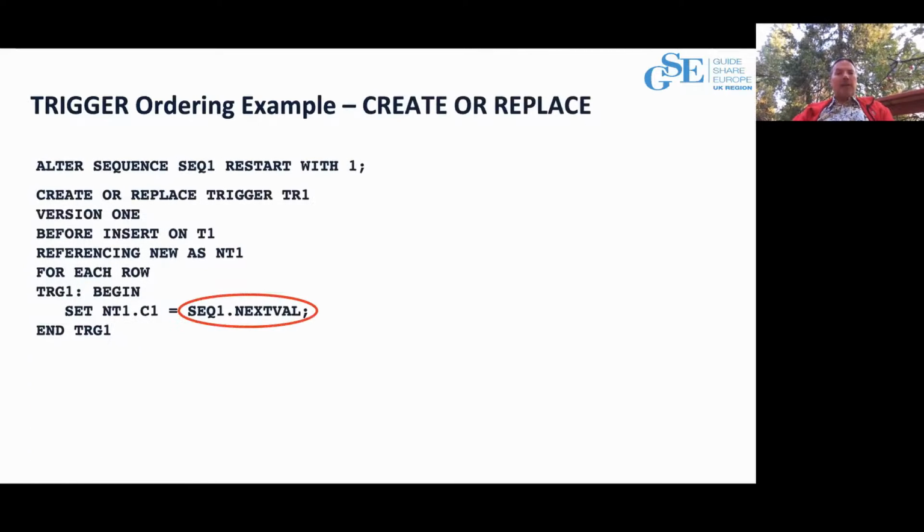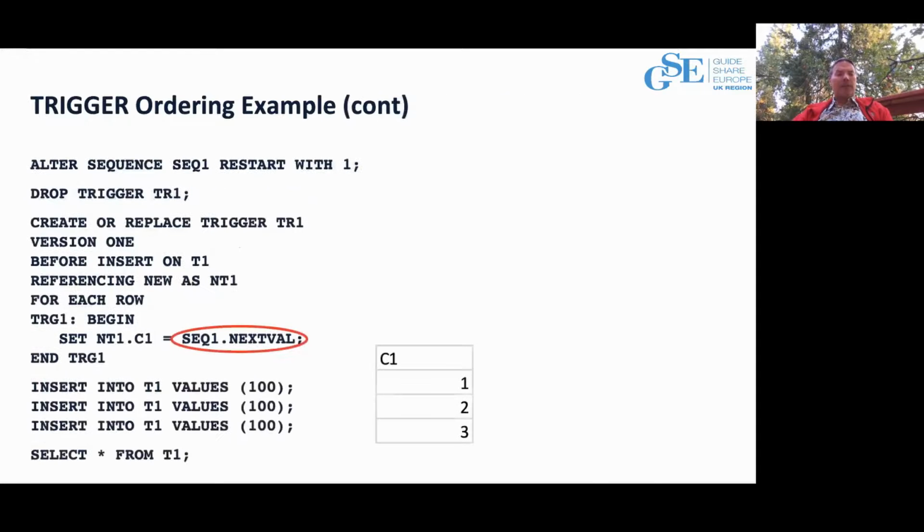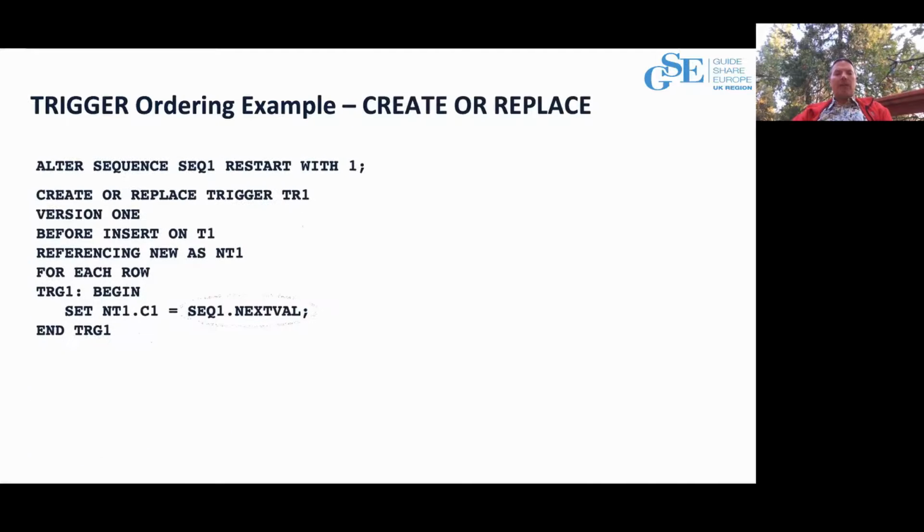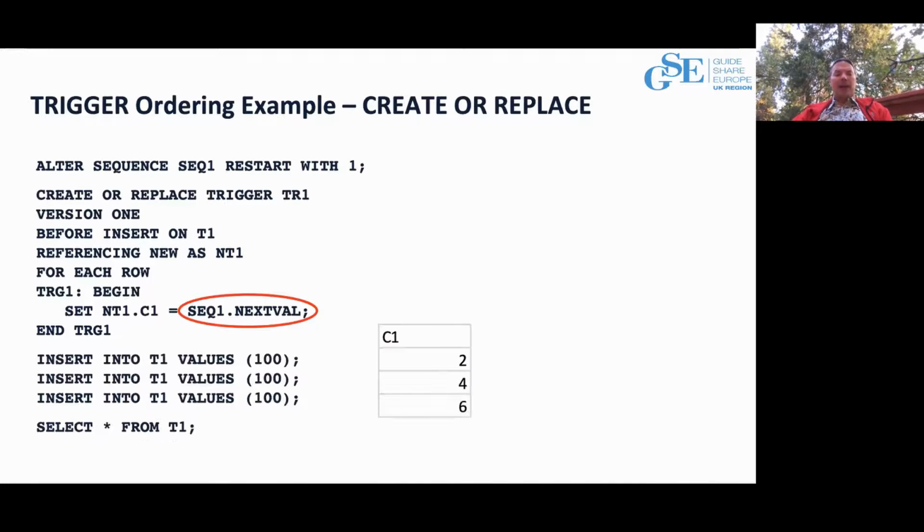Okay, if I use create or replace, and notice that there's no drop here. The previous page there's a drop. If I use create or replace and no drop, what's going to happen is I'm going to get 2, 4, 6 because I'm going to retain the execution sequence of trigger 1 firing and then trigger 2 firing. So create or replace is one way to do that.